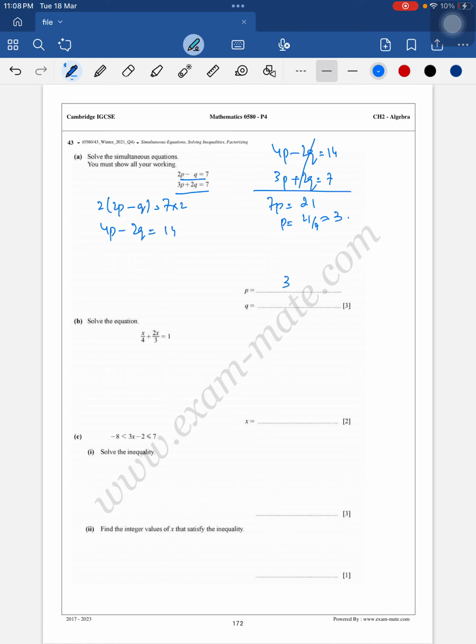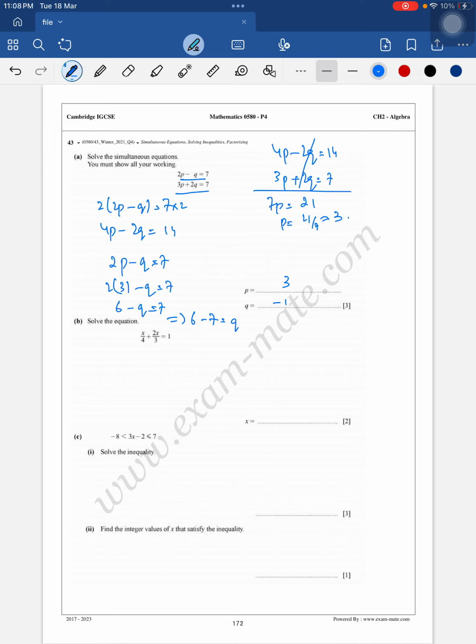Put the value of p in the first equation. 2p minus q is equals to 7. So p is equals to 3, 2 3 is 6 minus q is equals to 7. So 6 minus 7 is equals to q, right? And q is equals to minus 1. Am I clear? 43 part A, simultaneous equation solved.